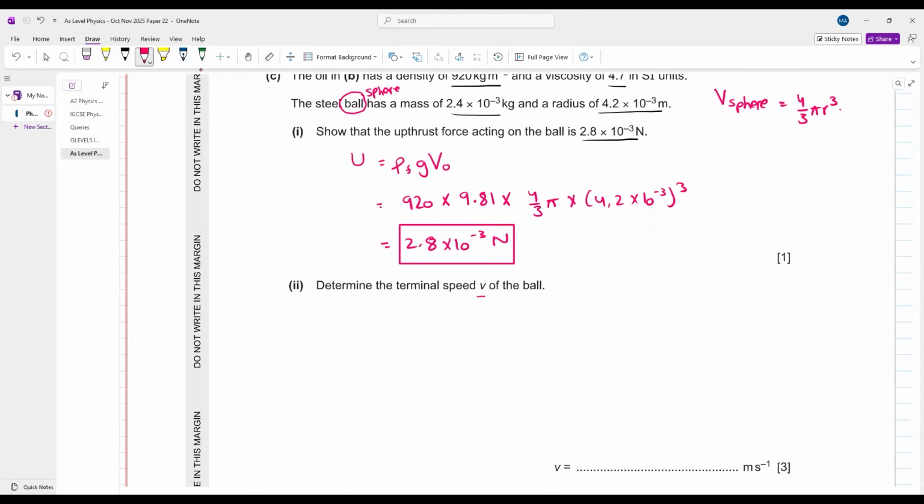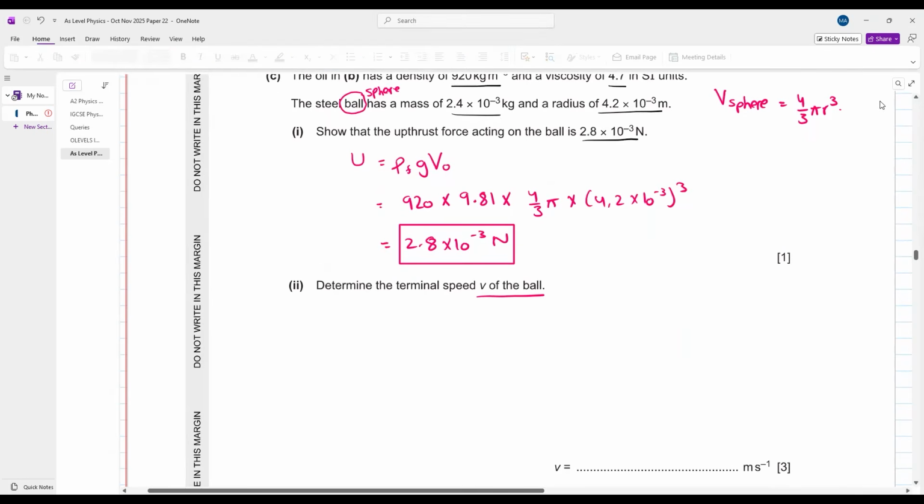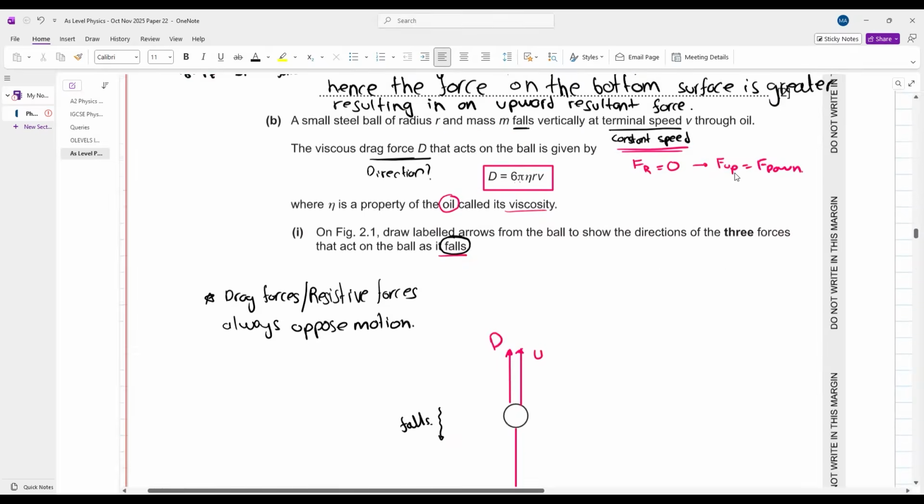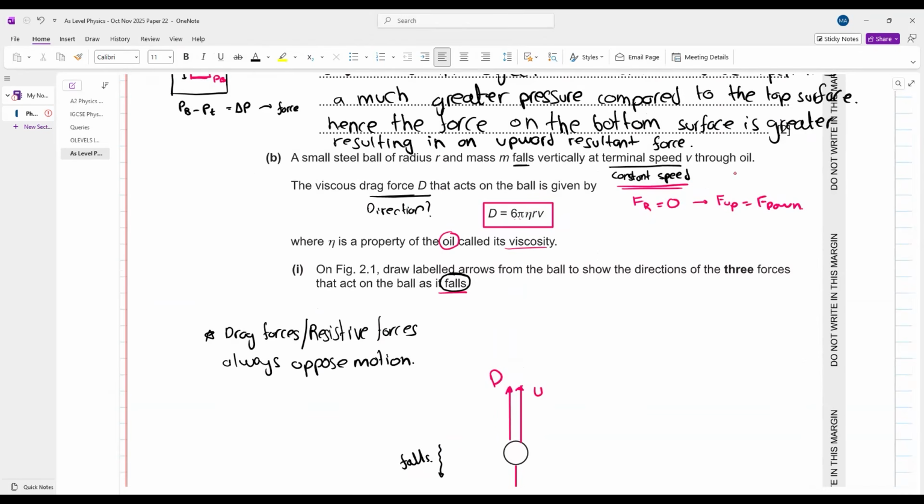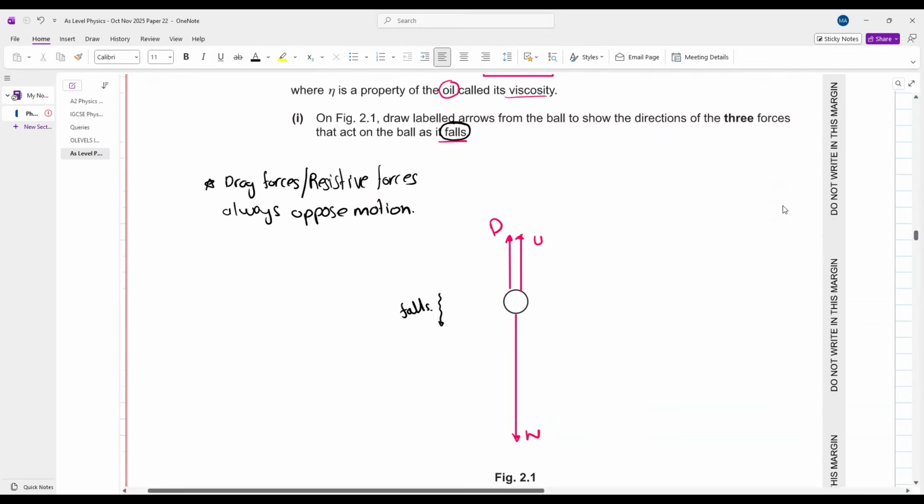Now you have to determine the terminal speed V of the ball. How will you determine terminal speed V of the ball? Now देखो बेटा, हमने शुरू में एक चीज़ आइडेंटिफाई की थी. हमने क्या आइडेंटिफाई किया था भाई? शुरू में हमने ये आइडेंटिफाई किया था कि दिस बॉल इज फॉलिंग एट कांस्टेंट स्पीड, द अपवर्ड फोर्सेस विल बी इक्वल टू द डाउनवर्ड फोर्सेस. ओके, व्हाट आर द अपवर्ड फोर्सेस? Upthrust plus the drag force. What is the downward force? The force of weight.